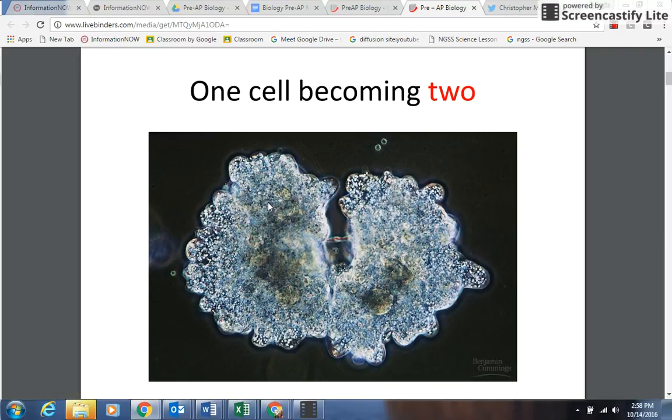So with cell division, we have a parent cell, and then you end up with two exact copies of it, and we call them daughter cells. They are the offspring cells, and they're genetically identical. The daughter cells are genetically identical to each other and to the previous parent cell. So it's going to make an exact copy of the previous cell.